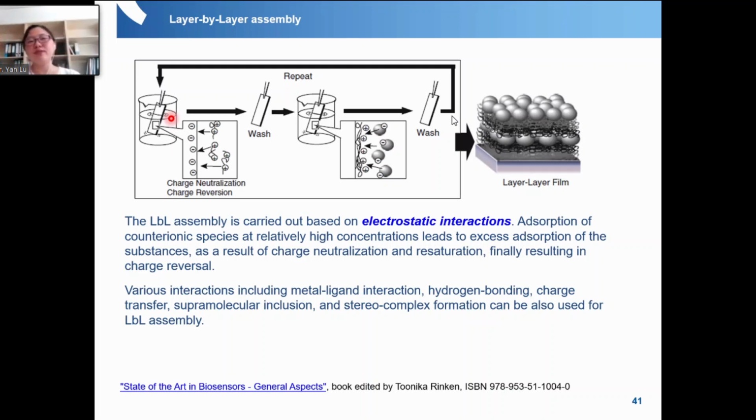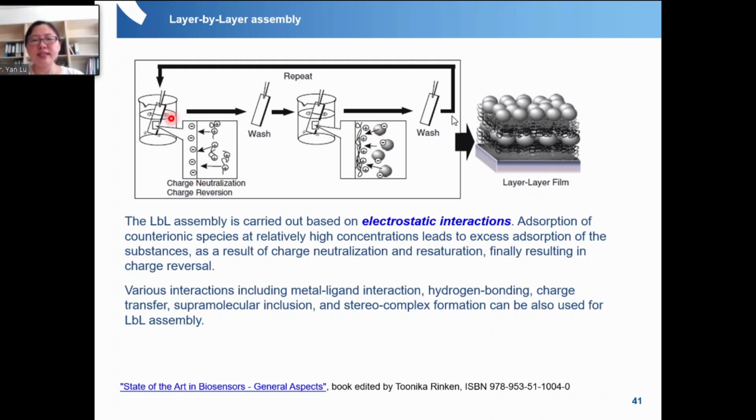Now you have the positively charged particles on the surface, so you can put it into negatively charged molecules or other particles, and they will deposit again on your positive substrate. Then you take it out, wash again, and come back again. So this is called layer by layer. Of course, you need to repeat this procedure several times to reach a certain thickness of such a complex film.